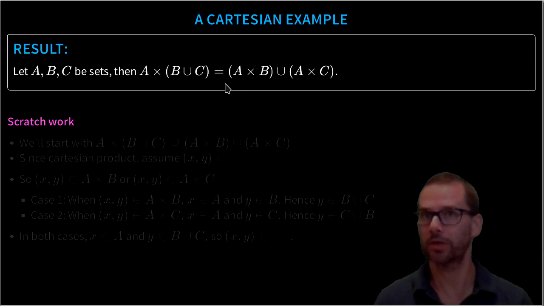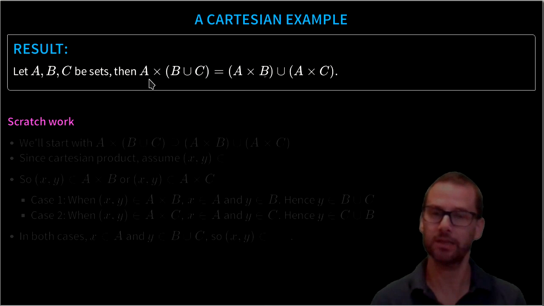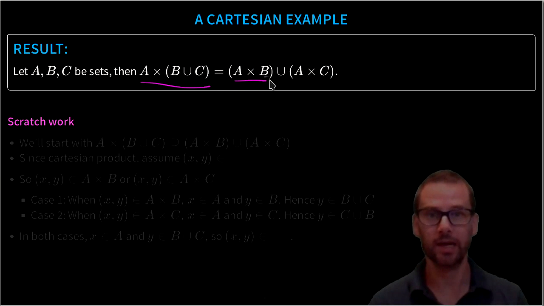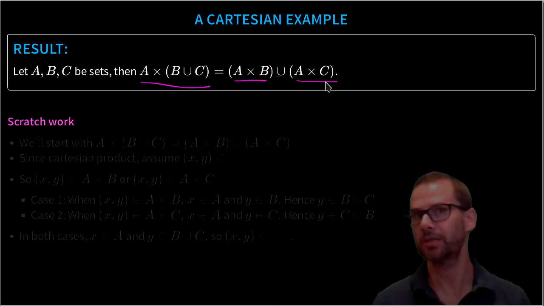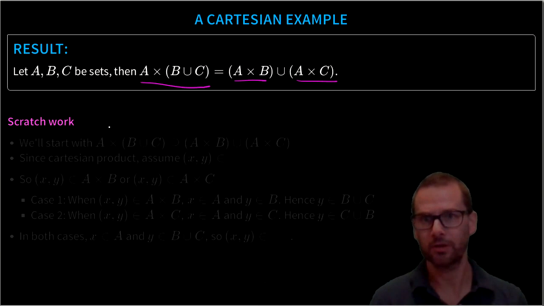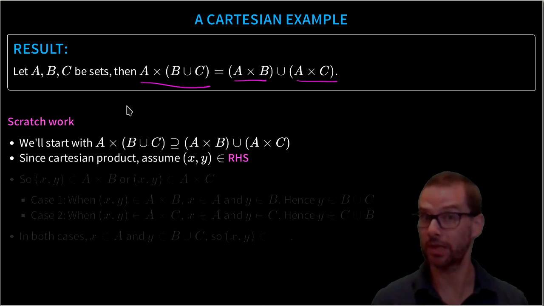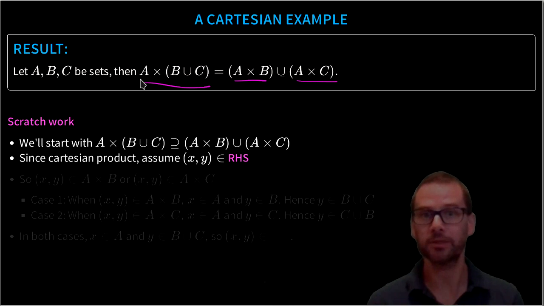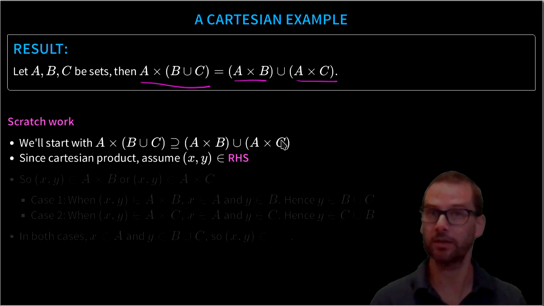So here's a Cartesian product example. We've got A, B, and C be sets, and then this product of A times B union C is A times B union A times C. So it's a distributive sort of result. So we do a bit of scratch work. So first of all, I'm going to prove one inclusion and then the other. So we'll prove that this right-hand side is a subset of the left-hand side. So that's what I've stated here.